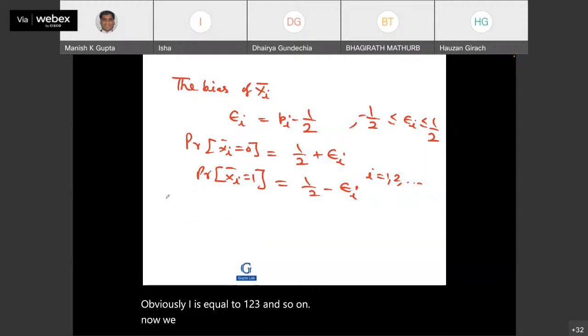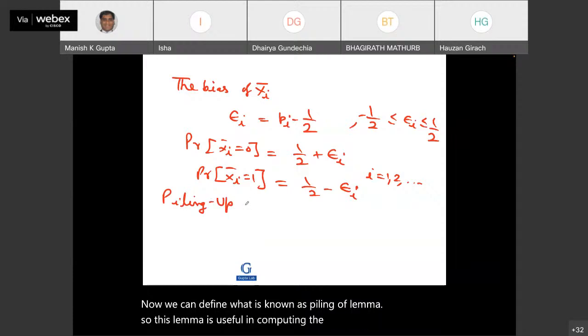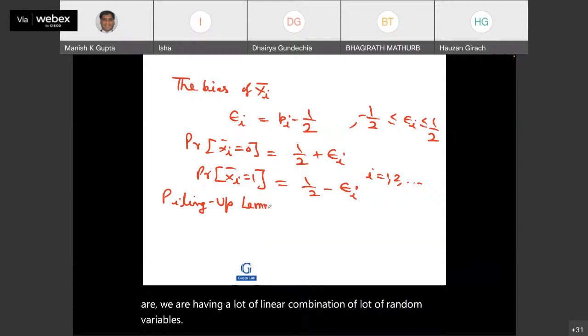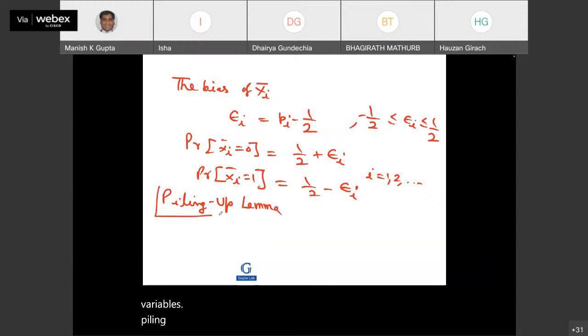Now we can define what is known as the Piling-up lemma. This lemma is useful in computing the bias when we have a linear combination of a lot of random variables. Piling-up lemma.